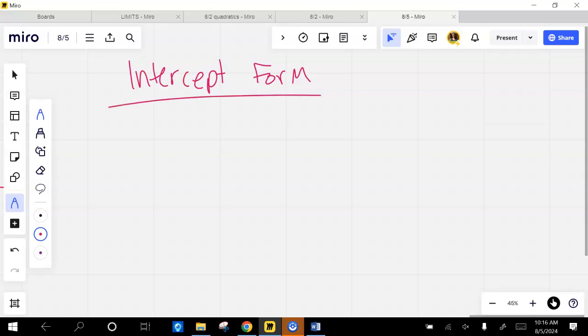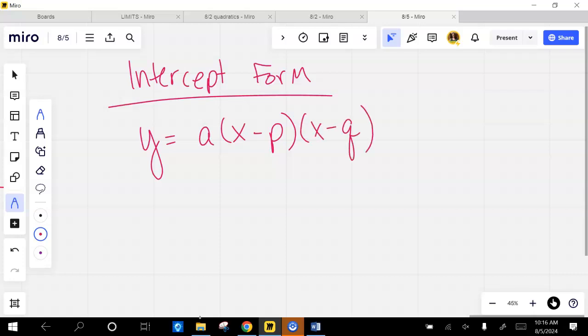All right, intercept form. What's an intercept, by the way? Where it crosses or meets, right? We've talked a lot about y-intercepts. When we get to Algebra 2, we talk a lot about x-intercepts instead of y-intercepts. So, here's my equation. This one looks a lot different. This is actually, if you remember from Algebra 1, when you factored, this is the factored form. That's all this is.